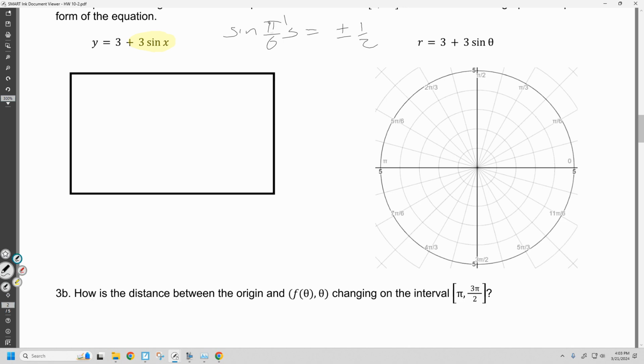All of the pi over 6 between 0 and 2 pi would be great. All of the pi over 6.